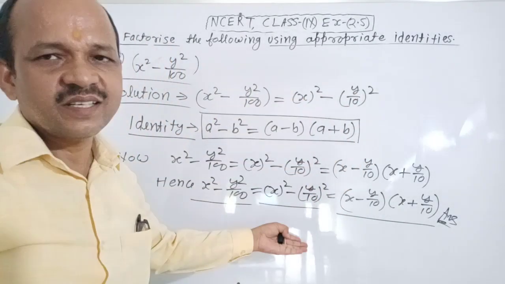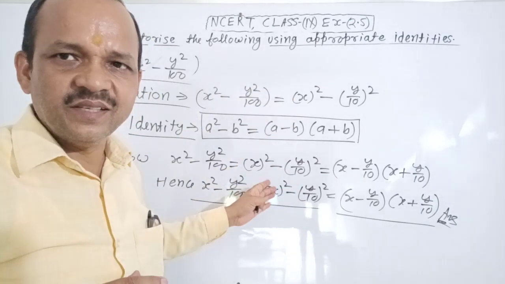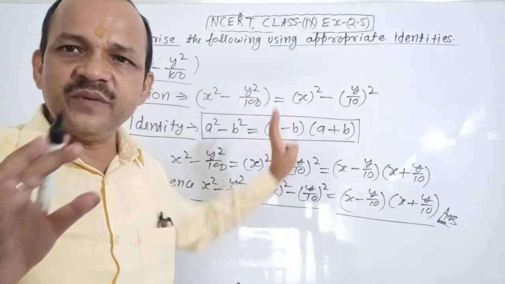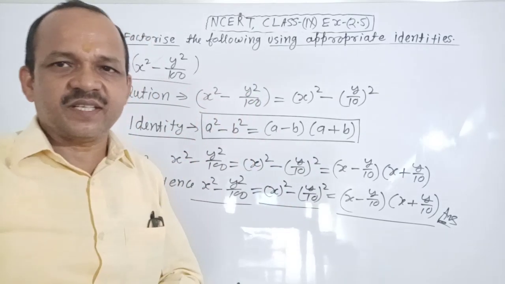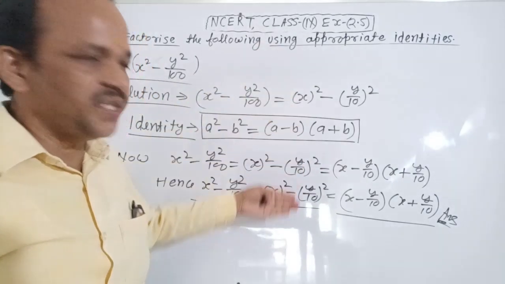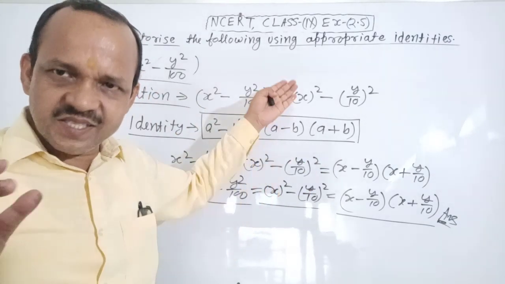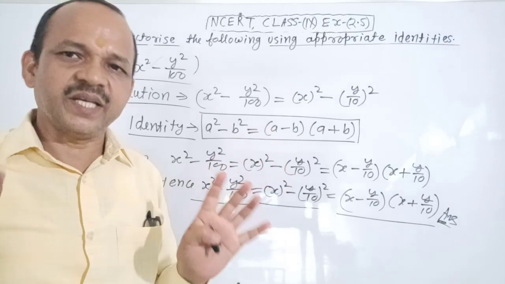Is it clear? No confusion about it? Very good. It is easy. The identity is clear. The solution is clear. You can solve any question with the help of this solution and this identity. It is very easy.